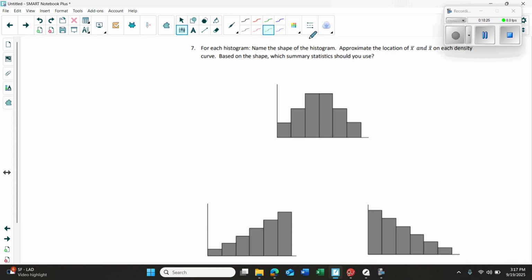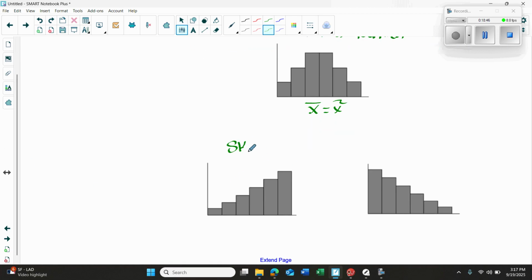Lastly here, based off the shape, what can we assume? Just remember that these are good facts to have. This is approximately normal, so X bar should roughly equal our median. Here we have skewed left, where because of these data points, our mean is going to be less than our median. And lastly, skewed right: our mean will be dragged out to the right, so it will be greater than the median.